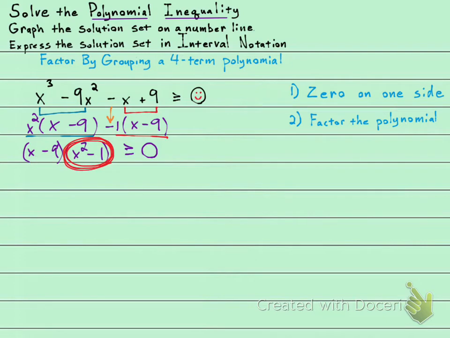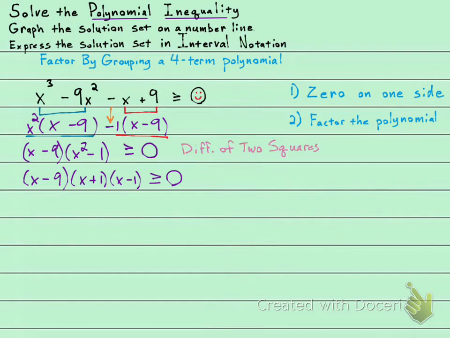This is the difference of two squares right here. So let me factor it completely. I have x minus 9, and then this is going to be x plus 1, x minus 1, greater than or equal to 0. Okay, so you might need to look that up. If you need a little more help on that last one, that's the difference of two squares, and you can look up factoring the difference of two squares. Okay, I have completely factored this polynomial.